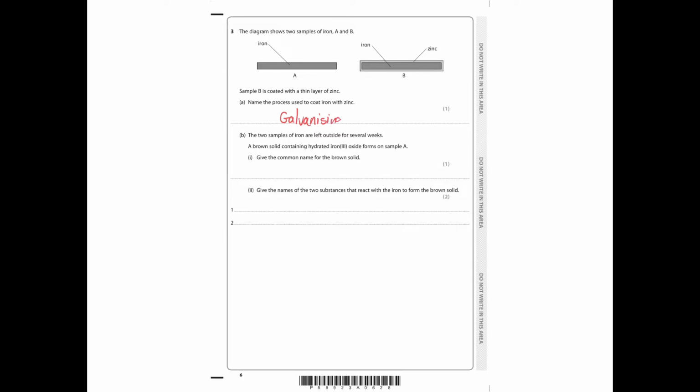The 2 samples are then left outside, and a brown solid containing hydrated iron 3 oxide forms on sample A. The common name for this brown solid is of course rust. You are then asked for the names of the 2 substances which react with iron to form iron 3 oxide, or rust. The answer to this is water and of course oxygen. Again, all the answers on this page are rote learning and are just facts which you need to learn ahead of the exam.